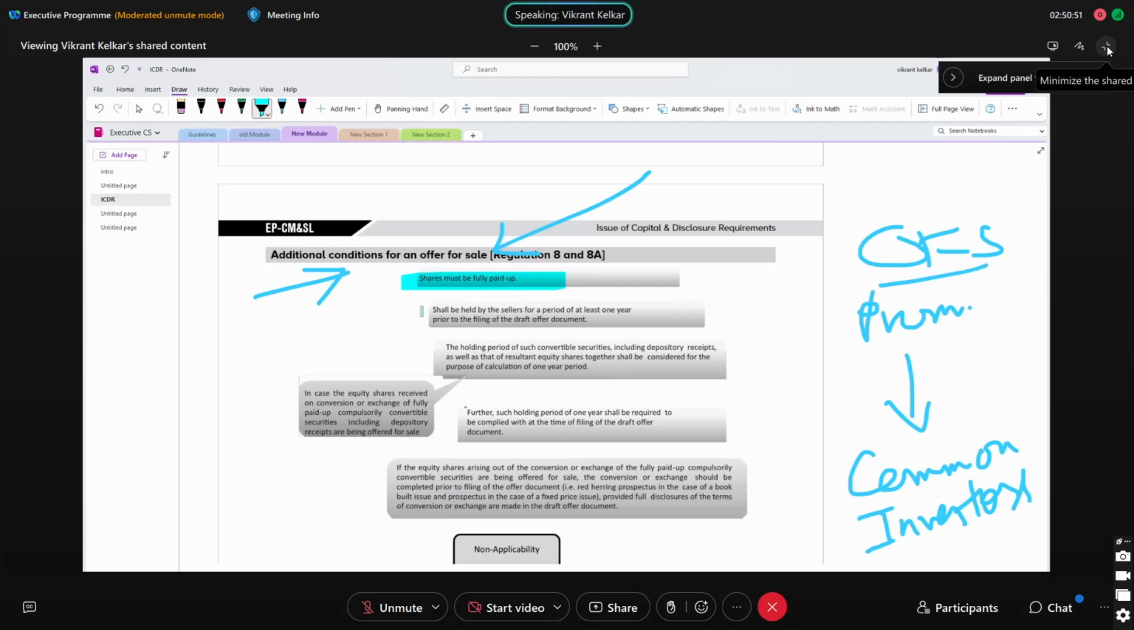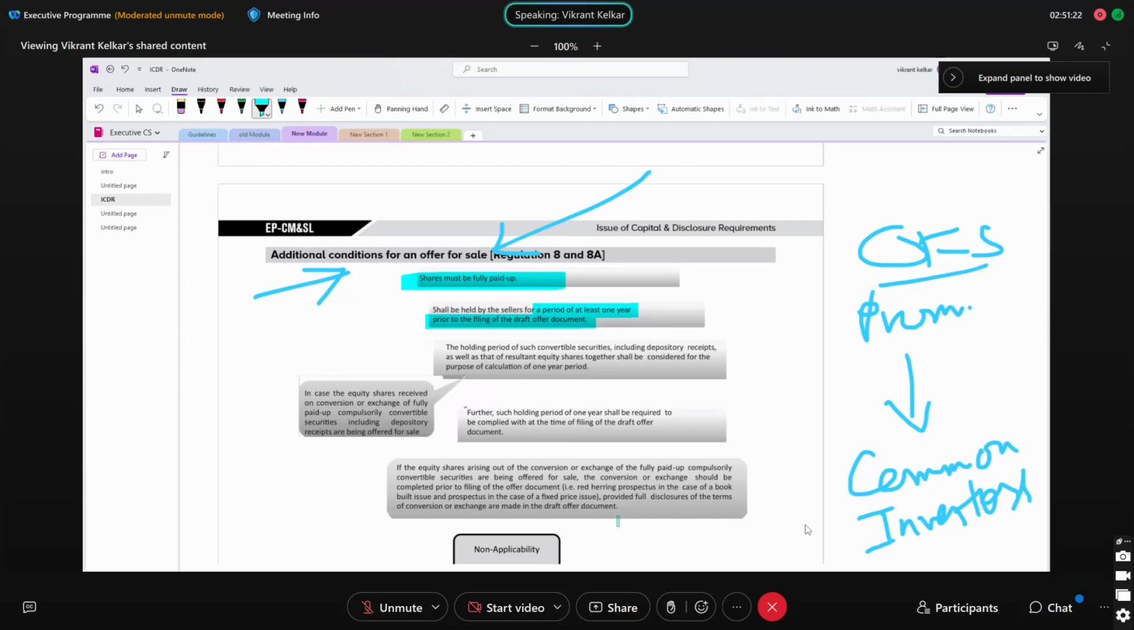Secondly, the shares shall be held by the seller for a period of at least 1 year prior to the filing of draft offer. Now check out. In offer for sale, can the promoter earn huge profits or not? Yes. So it might be a tendency of the promoter to purchase the shares of the company from the market before the issue and then sell them at a higher price.